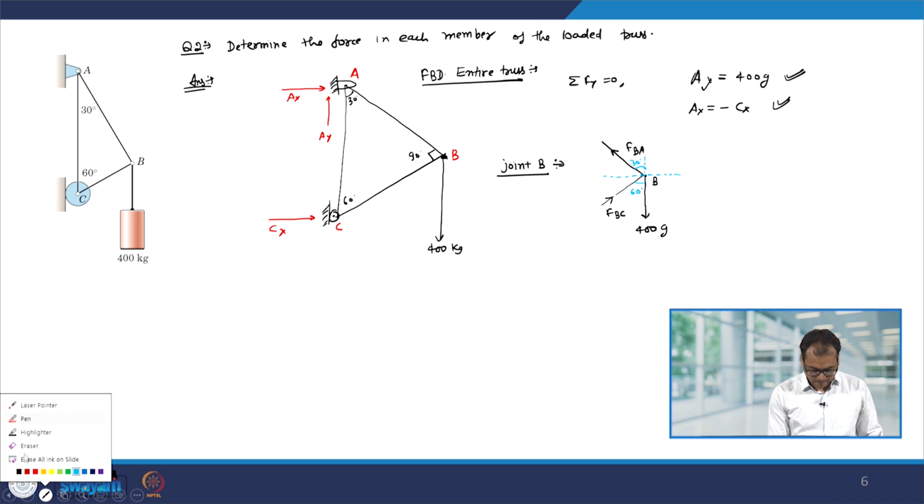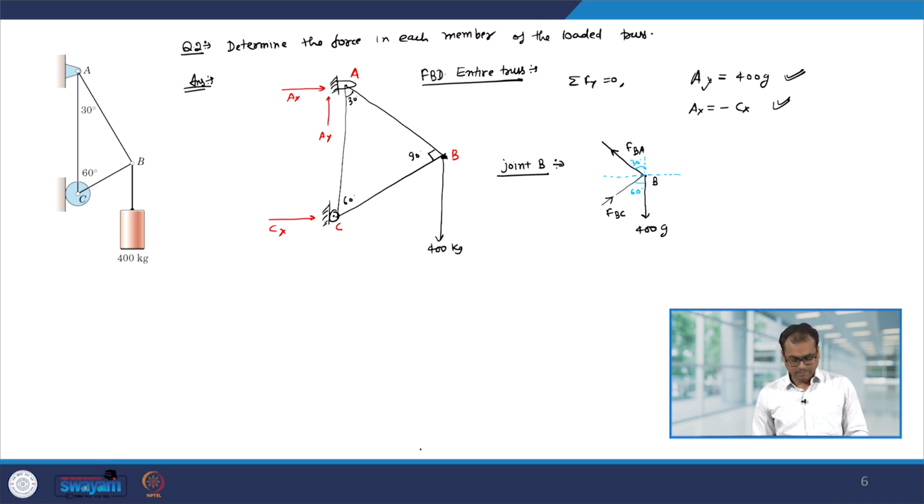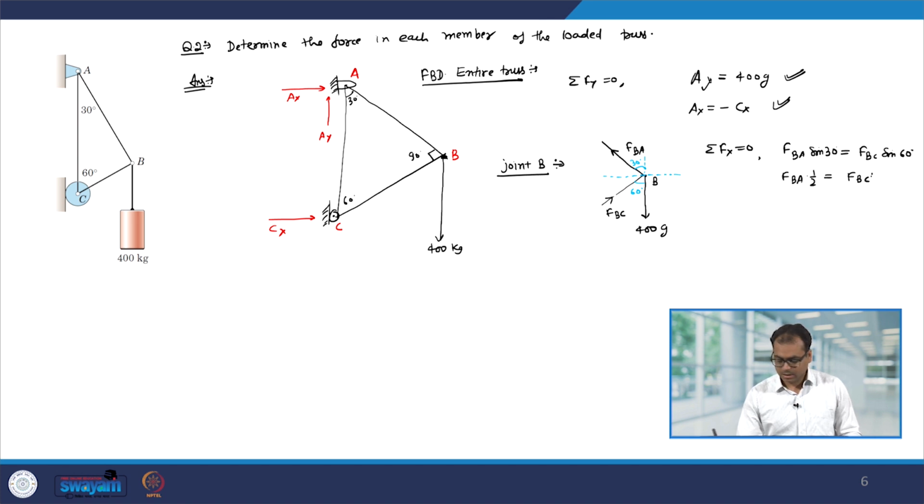So, now let us balance the forces in the x direction. So, let me use summation Fx equal to 0. This gives you FBA sin 30 degree equal to FBC sin 60 degree, and sin 30 is half. So, therefore, FBA into half equal to FBC, sin 60 is square root 3 by 2. So, I get FBA equal to FBC square root 3. Let me call it equation number 1.